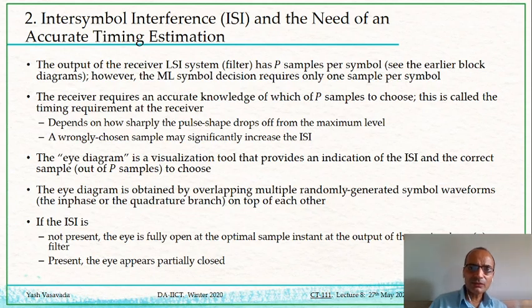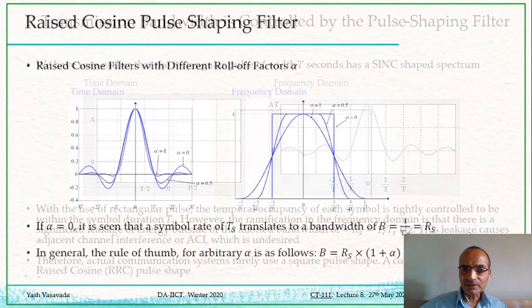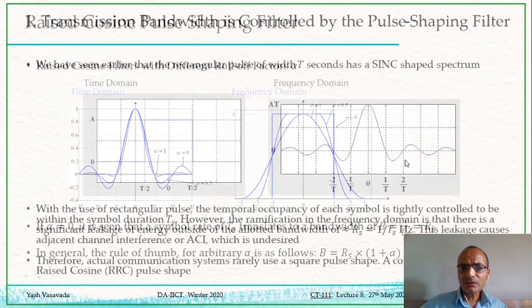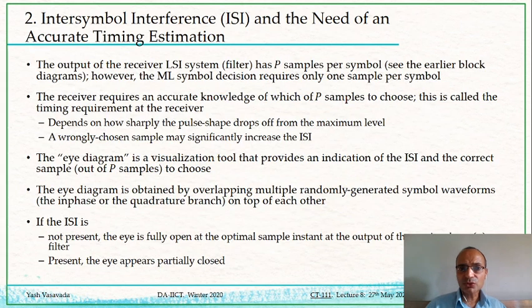at the receiver we need to actually downsample. Out of capital P samples, we want to select only one sample, which is the right sample that we can then send to the maximum likelihood decision device, which is based on those decision regions. Now, out of capital P samples that we are getting at the output of this receiver filter, this filter over here, the question is which of those P samples to actually choose.